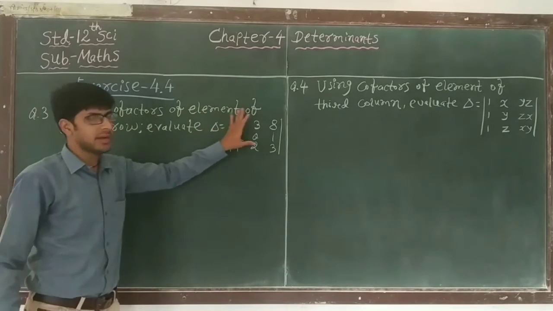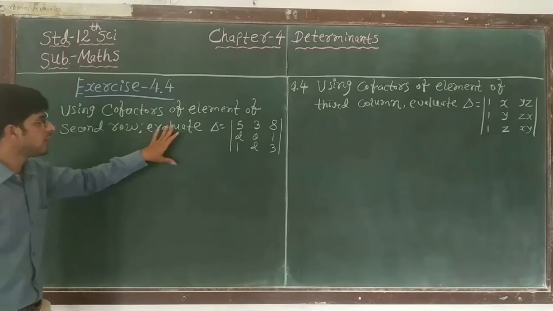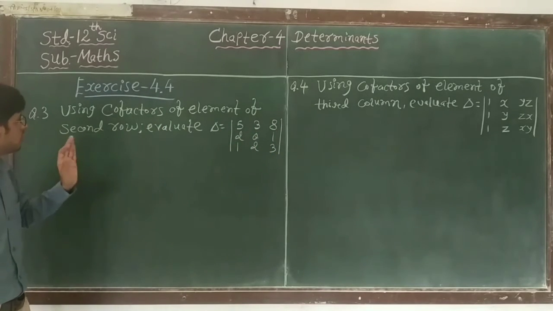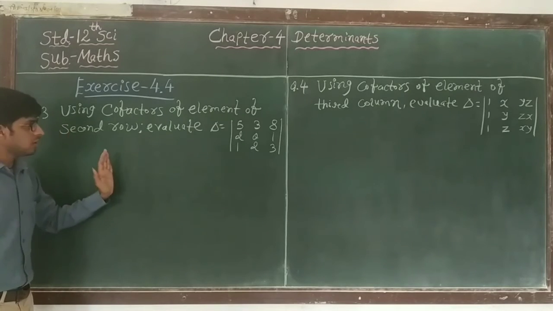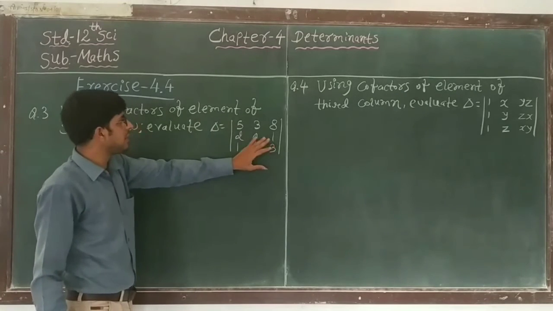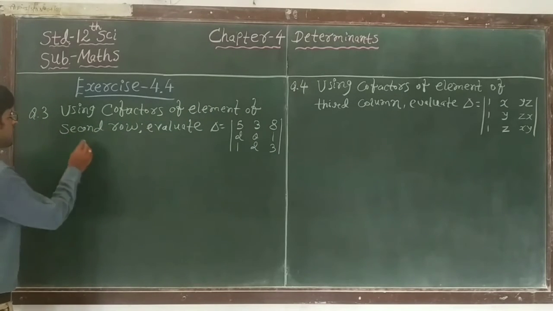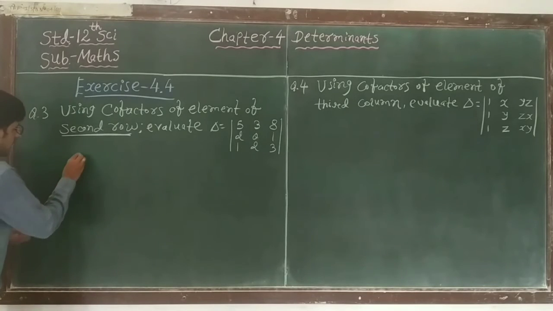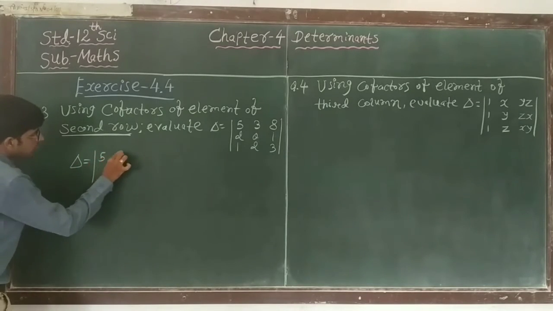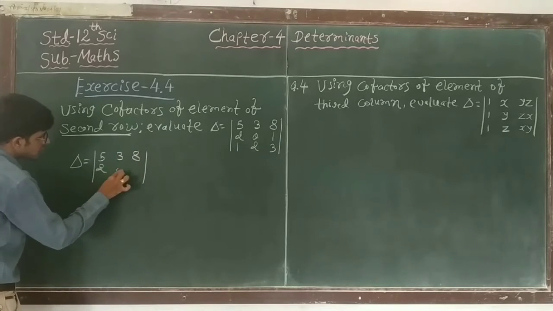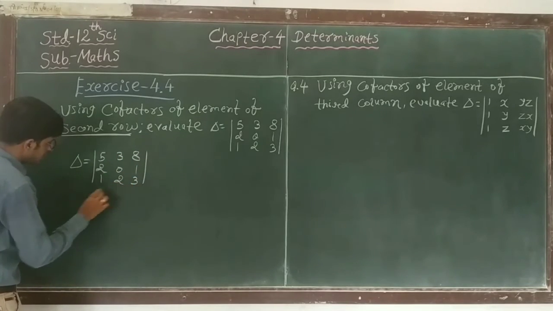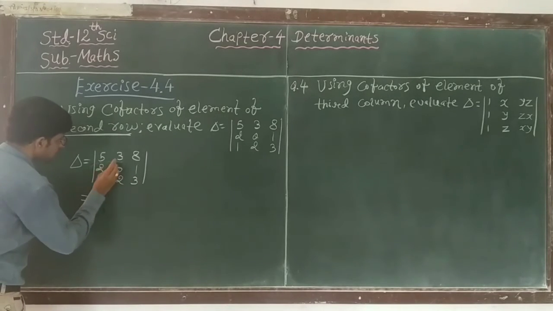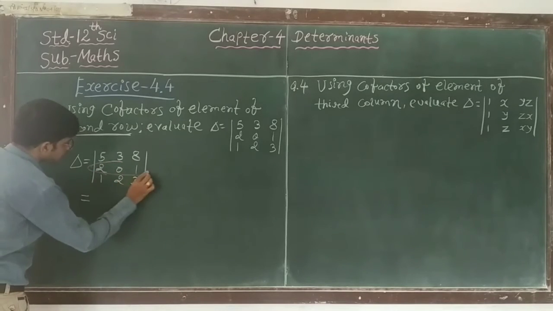Next, question number 3. Using cofactors of elements of the second row, evaluate delta is equal to 5, 3, 8, 2, 0, 1, 1, 2, 3. We have to solve this determinant by using the cofactors of the elements of the second row. Is it clear? So delta is equal to 5, 3, 8, 2, 0, 1, 1, 2, 3, given. Now we have to do the second row. Second row is 2, 0, 1. Yes or no? Second row is 2, 0, 1.